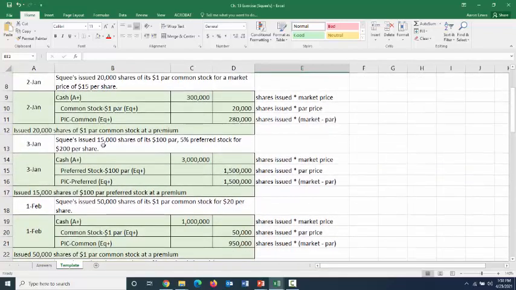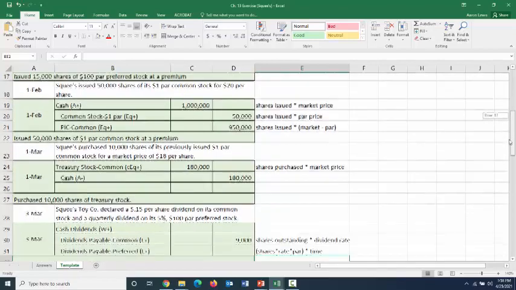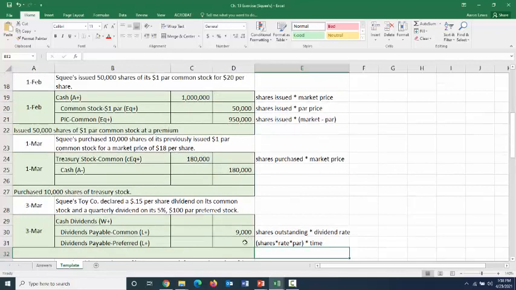On January 3rd, we issued 15,000 shares of preferred stock. That was our only issuance. We didn't buy any preferred stock back, which means all 15,000 shares at this point are currently outstanding. Well, those 15,000 shares have a stated rate of 5% and a par value of $100.